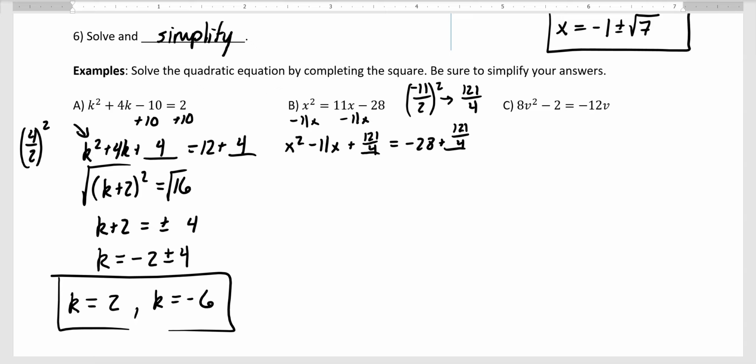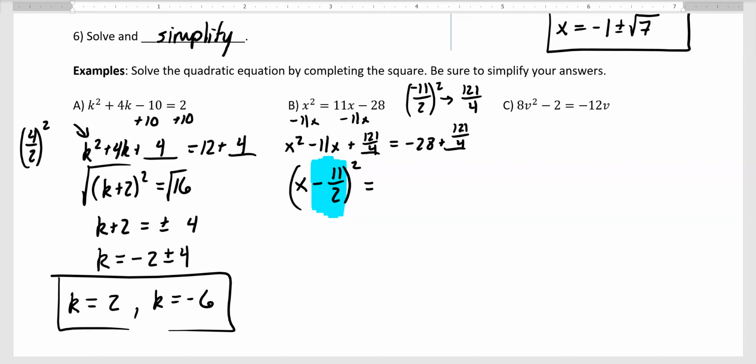Wow. So let's do some fun math here. So I can factor my left side as x minus 11 over 2 squared, right? It's b over 2 every time. That number in here is always going to be b over 2, right? Every time. That's the idea behind it. It can be a fraction. Don't worry about that. Now, that will equal negative 28.